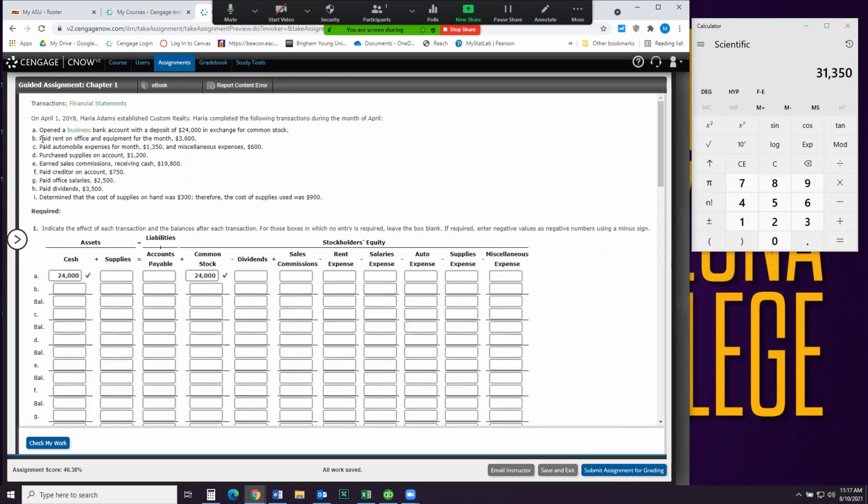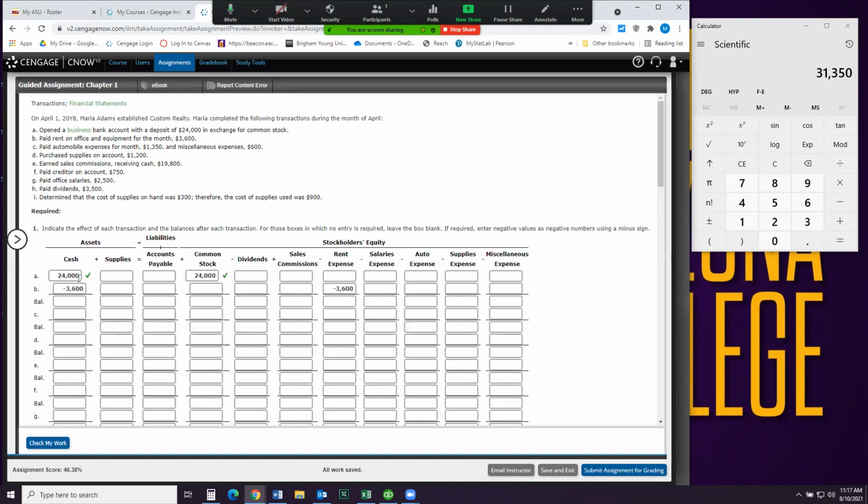So let's look at the second transaction. We paid rent on office equipment for the month of $3,600. So paying rent would make my cash go down. And then it would be a cost of doing business, which is also called an expense. So I'm going to put negative 3,600. Again, I have a transaction on this side of the equal sign that equals a transaction on that side. And then this starts to become a pain as we do more and more of these, but we have to do a balance.